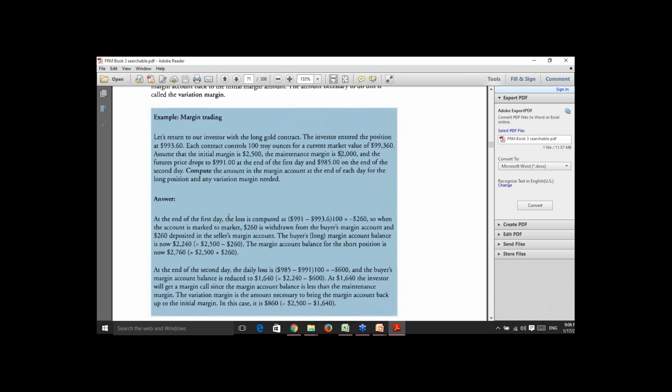At the end of the first day, the price went from 993.60 to 991. So the loss is around 2.6, and the lot size is 100. So the total loss is 260. So when the account is marked to market at the end of day, 260 is withdrawn from your initial margin. Your initial margin was $2,500, so I minus $260 from that account, and you have a margin left that is 2,240 in your account.